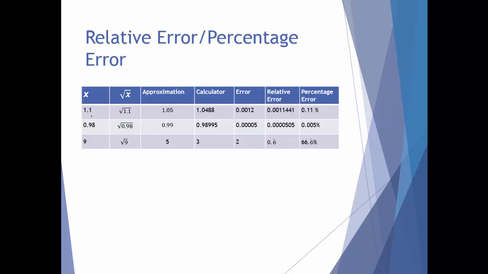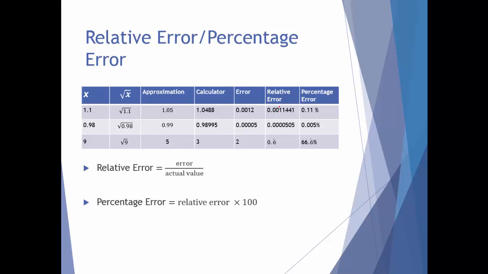So these are the exact same numbers we just had. There's your 1.1 for x, the square root of 1.1, here's our approximation, here's the calculator, and here's the error. So the relative error is given by your error divided by the actual value. For this one, I literally just took 0.0012 and divided by the 1.0488. I got 0.0011441. And in case that still doesn't give you a good idea as to how far off we are, we talk about percentage error. And percentage error is just relative error times 100. In other words, you take that decimal place and you move it 2 places over to the right.